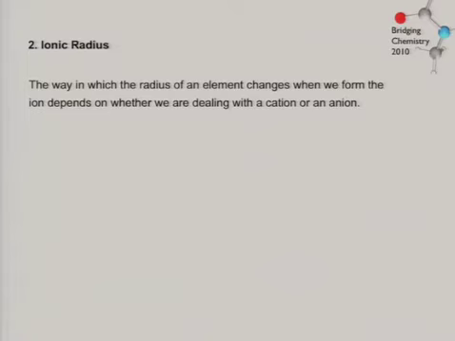What we find is that trends in ionic radius tend to be quite similar, except for the fact that when it comes to ions, we can be dealing with either a cation, a positively charged ion, or we can be dealing with an anion, a negatively charged ion. And so properties tend to change a bit depending on charge.